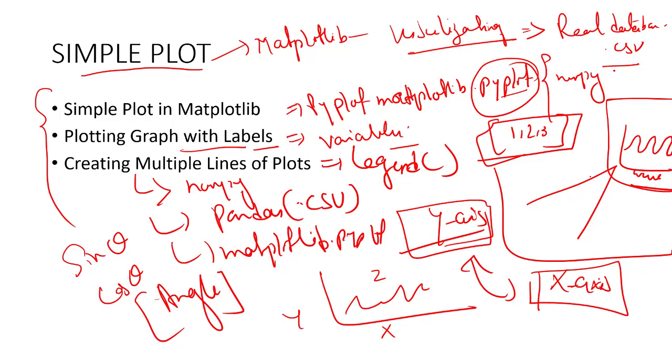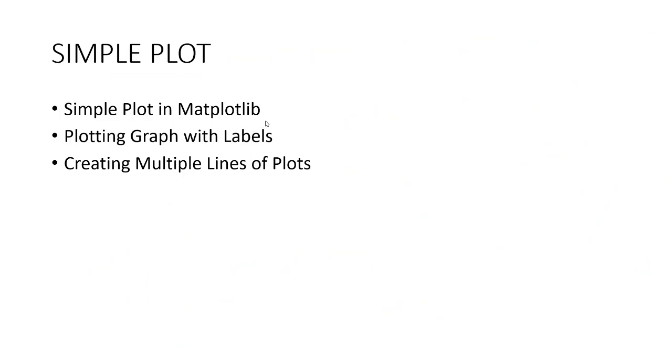When you go with the first one, we just do simple plotting where we design a normal plot. When it comes to plotting a graph with labels, we use the normal labels like x-axis and y-axis. And when creating multiple lines in a plot, we give the lines one by one. So this is how we do it simply.